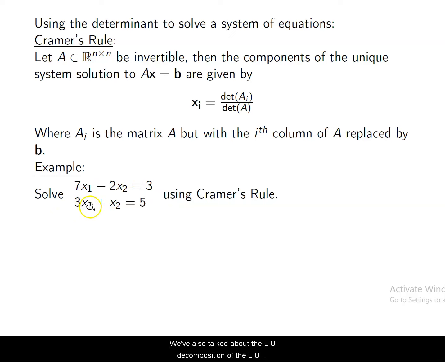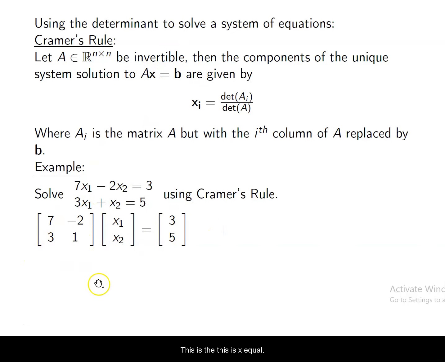We've also talked about the LU decomposition, or the LU factorization, where you build an L matrix and a U matrix at the same time, and then you can use that to solve this. We saw that it's kind of time consuming and is really only useful when you have several different B vectors that you want to use, right? So again, now we're going to be using this new method that is called Cramer's rule. Okay. So first things first, let's turn this into a matrix equation.